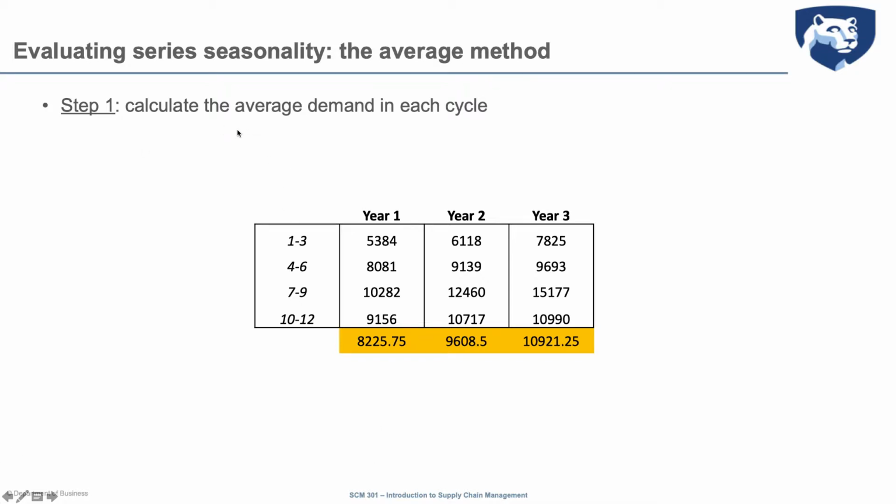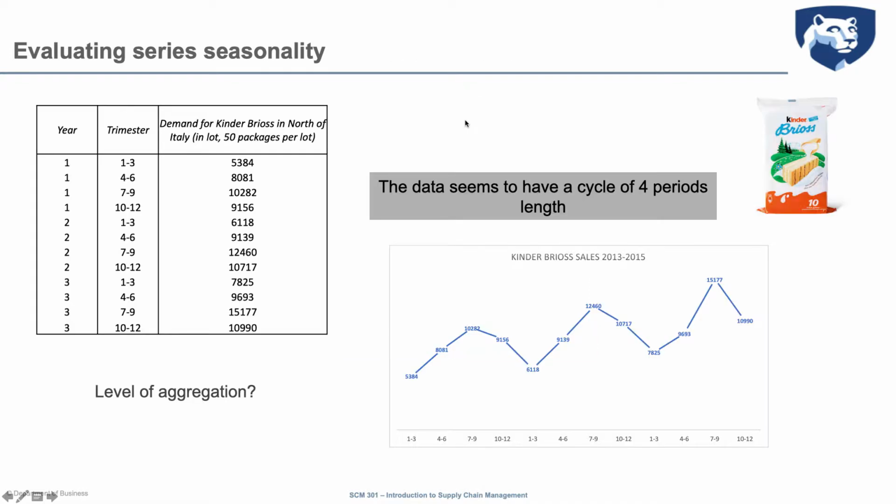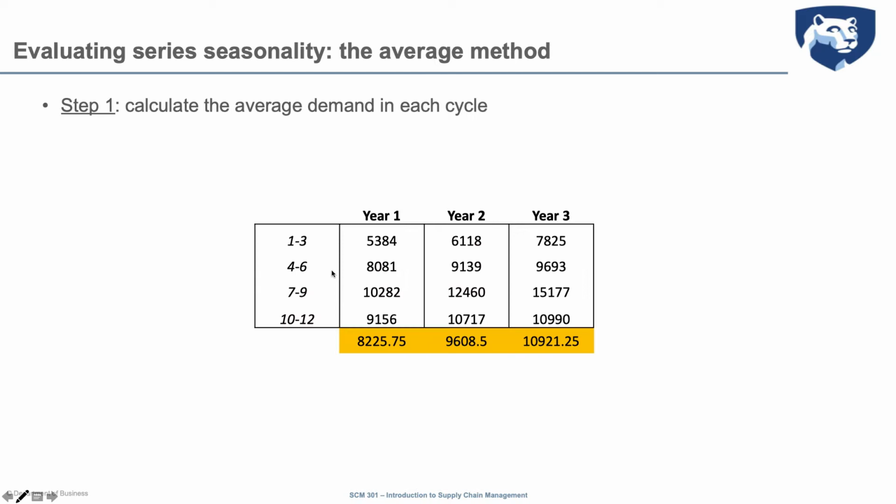So the first step is to calculate the average demand in each cycle. You see here you have 3 cycles, 4 values for each cycle. You calculate the average demand in each cycle. So the average demand for year 1 is 8,225. The average demand of year 2 is 9,608.5. The average demand of year 3 is 10,921.